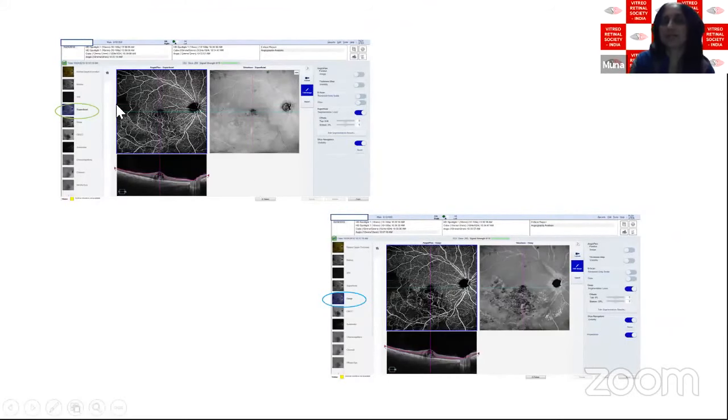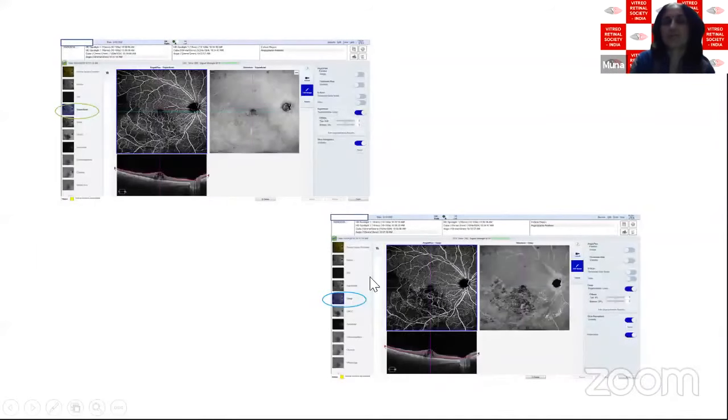Now, where do you look? Like I mentioned, we look at the superficial and the deep capillary plexus. And changes in retinal vein occlusions are more obvious in the deep capillary plexus than the superficial capillary plexus. In this patient, you see there are areas of ischemia in the superficial capillary plexus, but seem to be much more in the deep capillary plexus, which is very typical of these conditions.